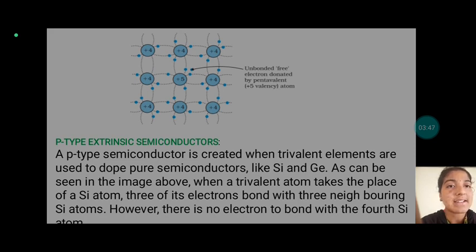A P-type semiconductor is created when trivalent elements are used to dope pure semiconductors like silicon and germanium. As can be seen in the image above, when the trivalent atom takes the place of the silicon atom, 3 of its electrons bond with the 3 neighboring silicon atoms. However, there is no electron to bond with the 4th silicon atom.